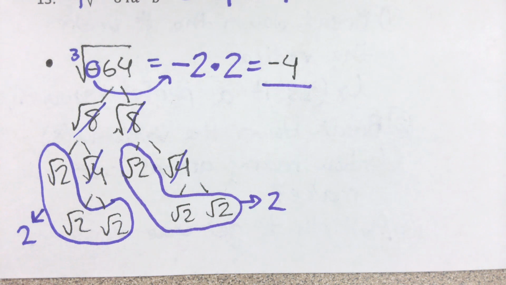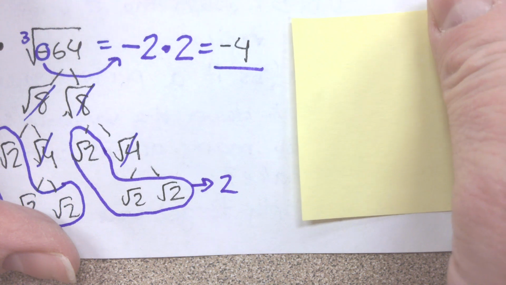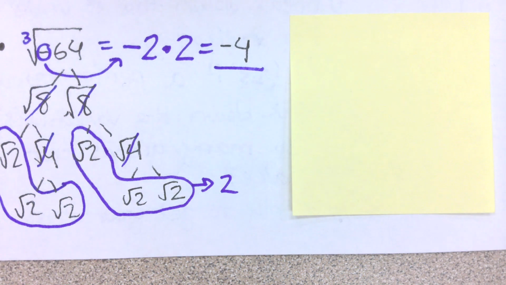Again, I'm going to take a moment and explain why a negative is allowed here, for those of you who don't quite see it. And just because of space, I'm going to do that on a post-it note, and then I'll take it away when I'm done.